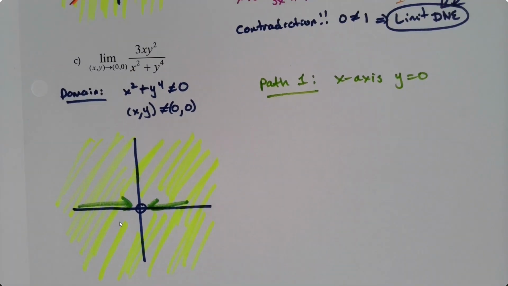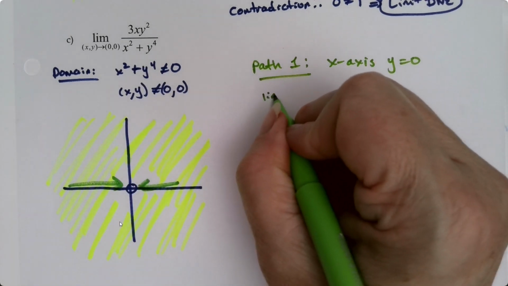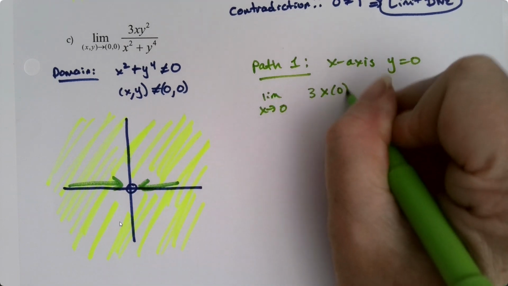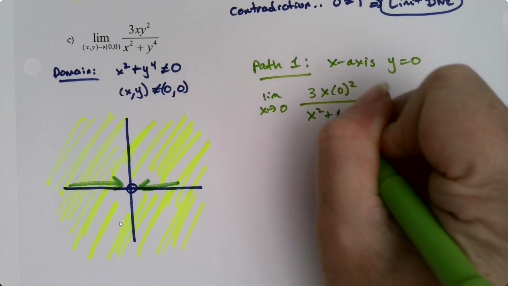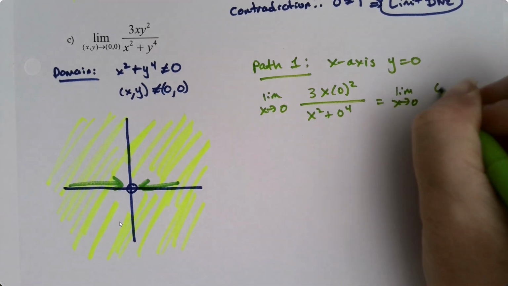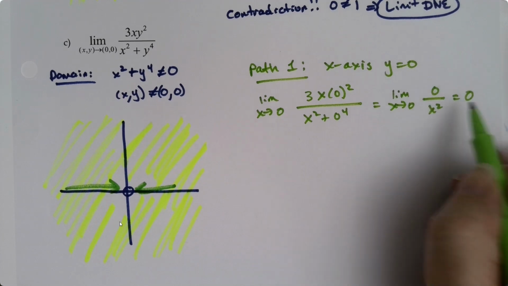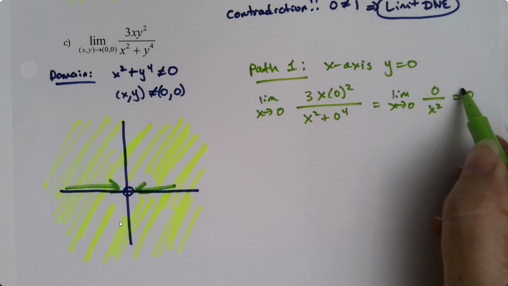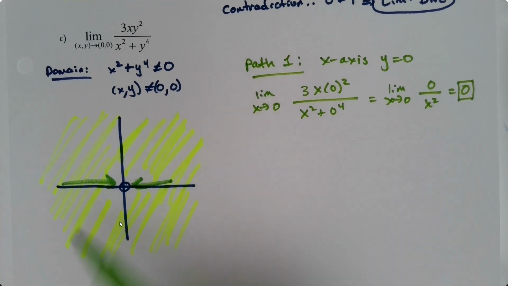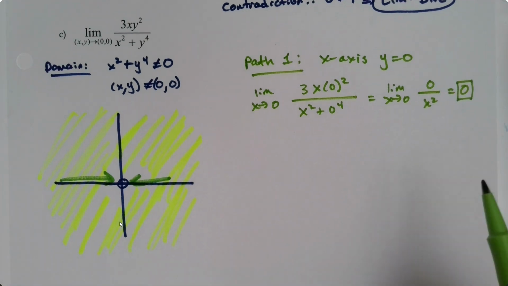So then we substitute 0 in here, and we end up with the limit as x goes to 0, because there won't be a y anymore, of 3x times 0 squared over x squared plus 0 to the 4th, which that whole numerator, that's the limit as x goes to 0 of 0 over x squared, which is 0. And again, it's 0 every step of the way, so therefore the limit is 0. It's not really indeterminate because it's not really 0 over 0. It's 0, 0, 0, 0, 0, 0 all the way in. At the exact spot, it's 0 over 0, but that's not a problem for us.